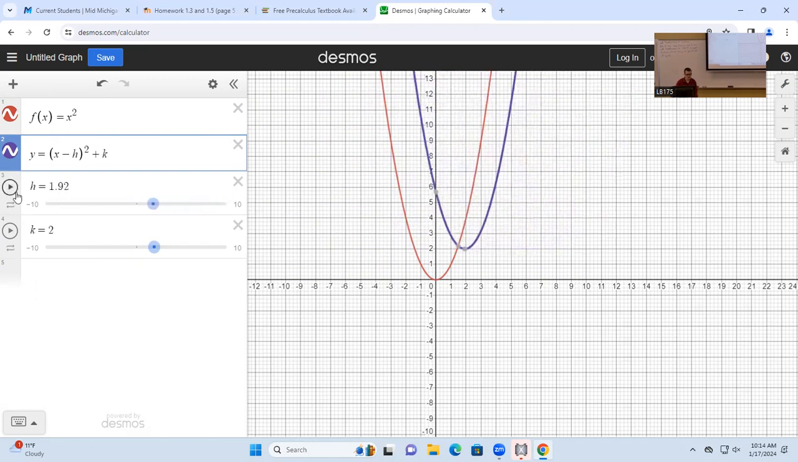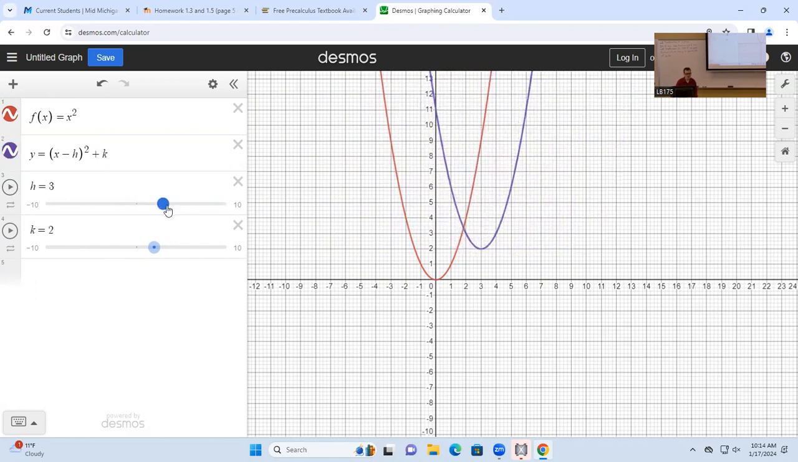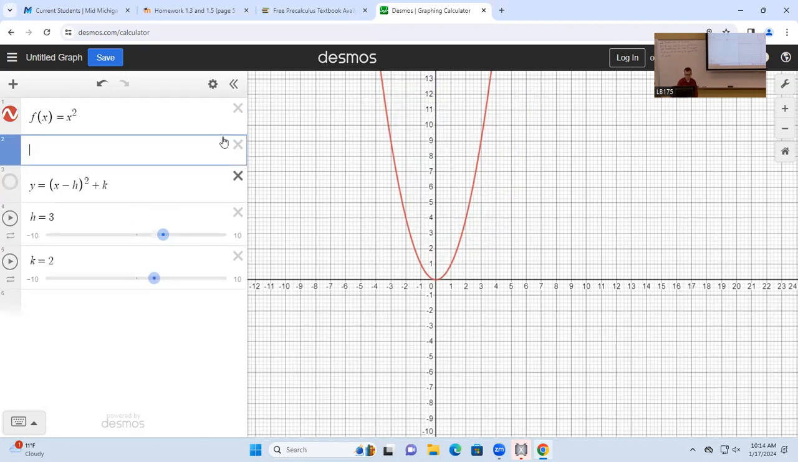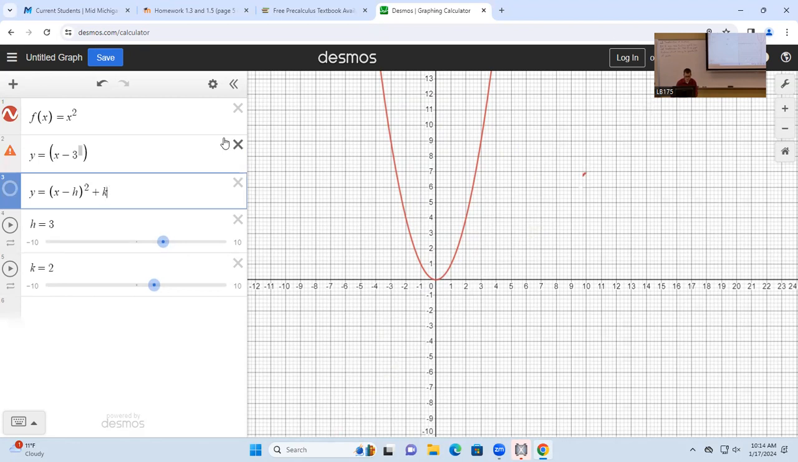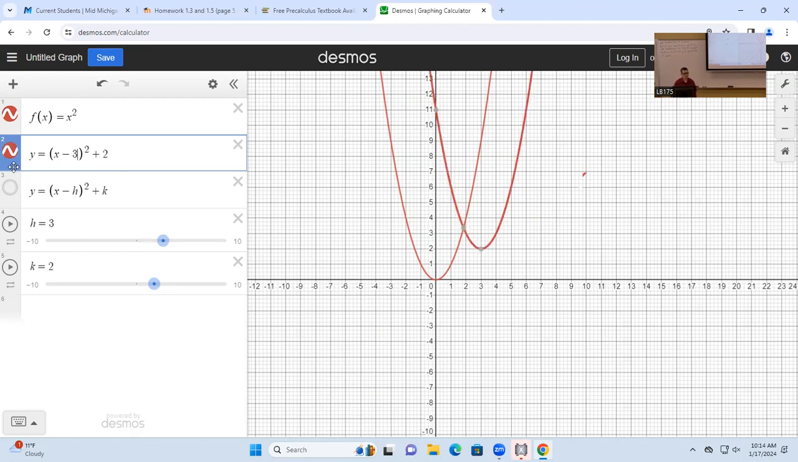So let's pause this somewhere. If I wanted to shift this to the right 3 units and up 2 units, I could by just taking x minus 3 squared and then plus 2. Are you okay with that? Don't get thrown off, y equals (x minus 3) squared plus 2. There you go. So that shifted to the right 3 and up 2. And you can see that our new bottom point went from our origin to the point (3, 2).